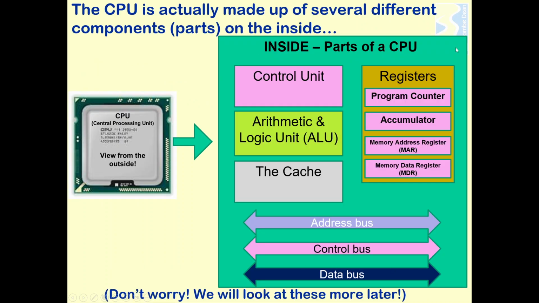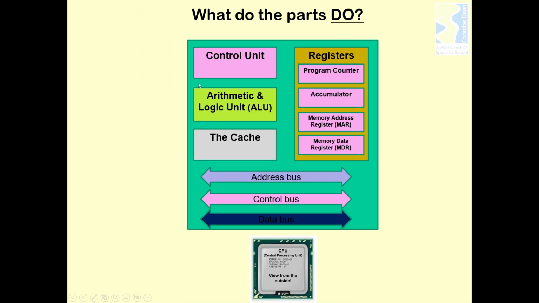Inside the CPU, there are different parts. These are the parts that you need to know about for the exam. Control unit, ALU, arithmetic logic unit, cache, and the registers. And the buses is good to know as well. So what do they do?